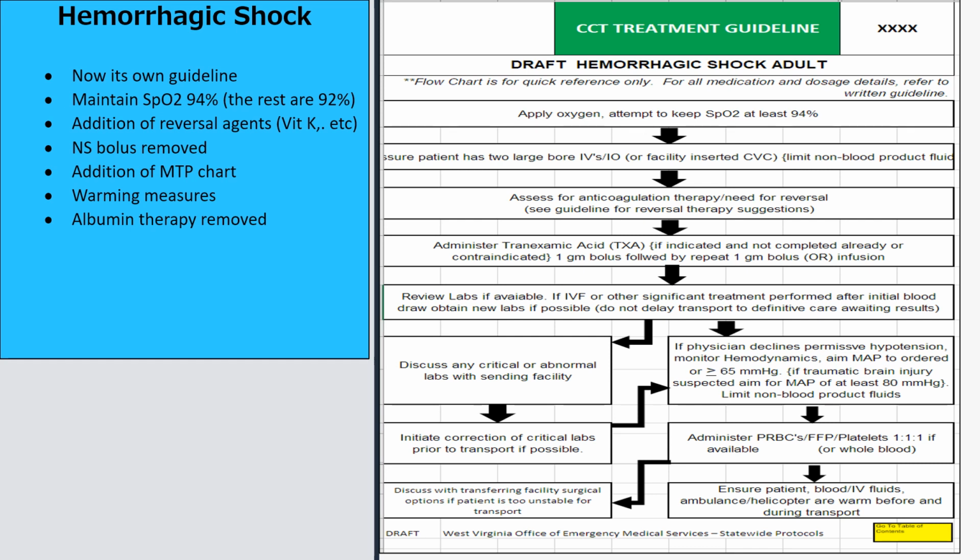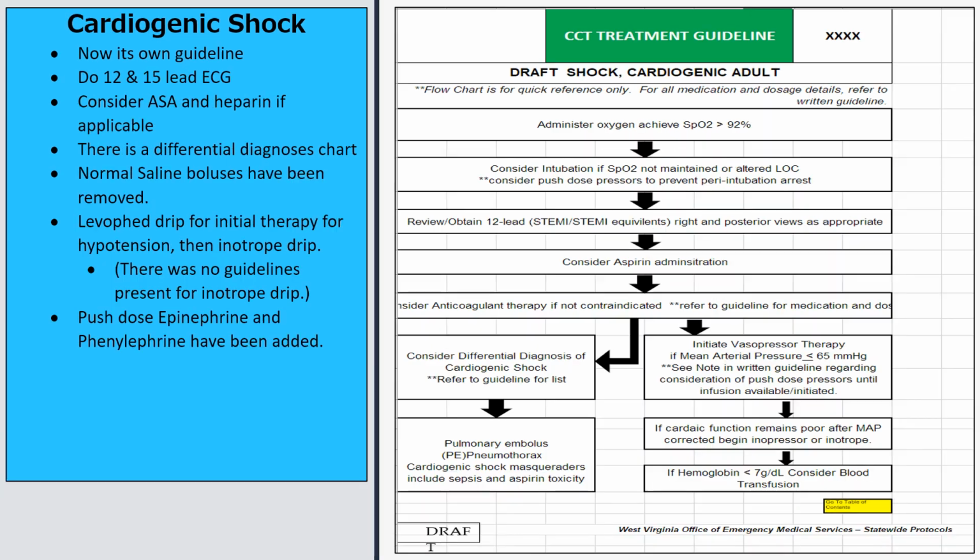So the hemorrhagic shock changes. Now it's its own guideline. Maintaining an SpO2 of 94, the rest were at 92. Addition of reversal agents like vitamin K have been added. Normal saline boluses have been removed, and the addition of MTP chart. Warming measures and albumin therapy has been removed.